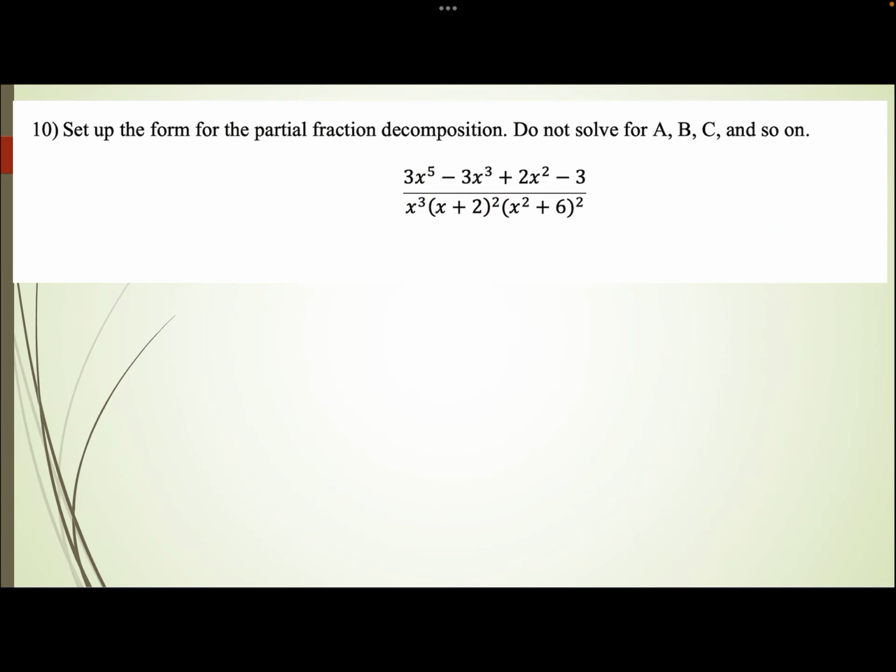Okay, this is the decomposition. This one just says set up. We do not need to solve it. So we've got to figure out how many fractions we need. How many factors do I have? I have 3 here, 2 here, and 2 here. So I need 7 fractions.